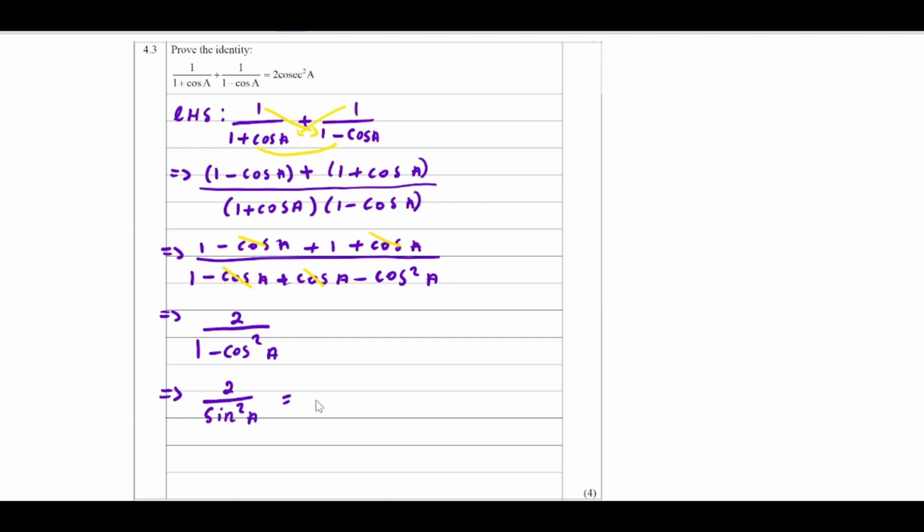Now when you write this, you can take 2 out and you'll be left with 1 divided by sine squared of A. And what is 1 divided by sine? Here is 1 divided by sine. This is going to be 2 cosec squared of A, which is equal to your right hand side. And that brings us to the end of question number 4. Let's see what we can do with question number 5.